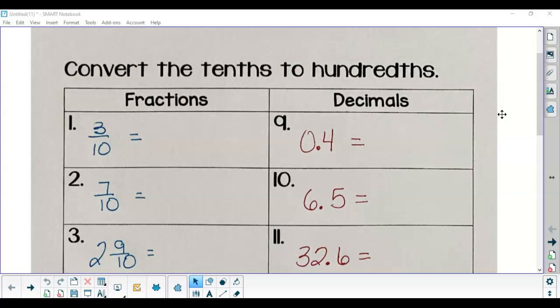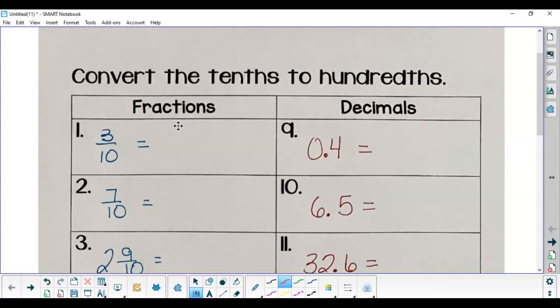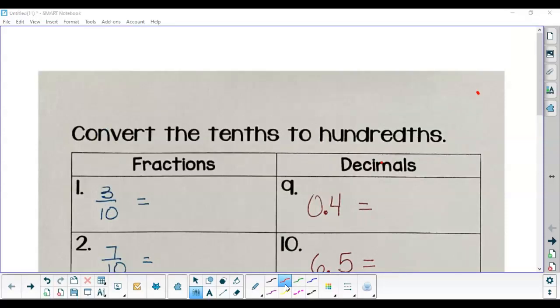and then send a picture. All right, so just to go over what you have to do so you're clear on that. 3 tenths is equal to 30 hundredths. So remember, in order to figure that out, times 10 times 10, and we get our equivalent fractions for tenths and hundredths.